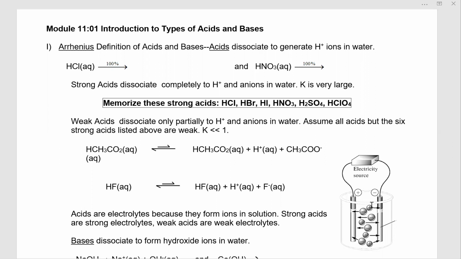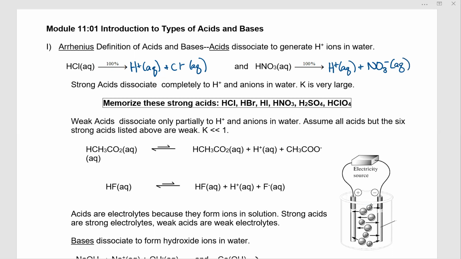H+ ions in water. For example, HCl, aqueous, will dissociate to form H+ aqueous plus the chloride ion, aqueous. And this will go 100% because this is a strong acid. Likewise, nitric acid, HNO3, will dissociate completely to form aqueous hydrogen ions and aqueous nitrate ions.